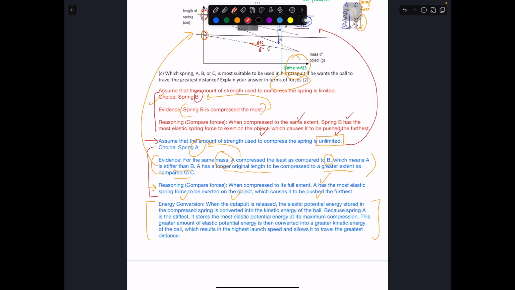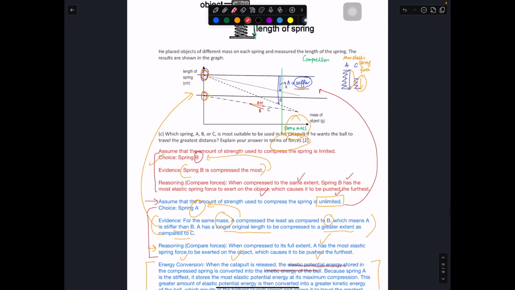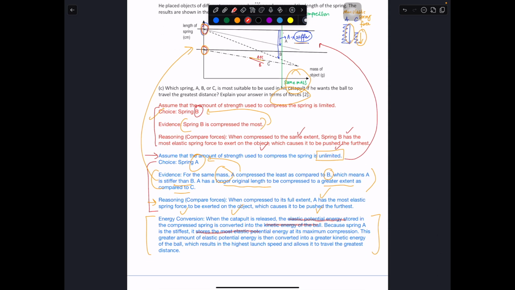So when the catapult is released, the elastic potential energy stored in the compressed spring is converted to kinetic energy of the ball. Correct? Because A is the stiffest, it stores the most elastic potential energy at its maximum compression, if it's allowed to be compressed to the maximum. This greater elastic potential energy is converted to greater kinetic energy of the ball, resulting in higher launch speed and allowing it to travel the greatest distance. So this is how it should be framed, if you were to answer it in terms of forces or in terms of energy.